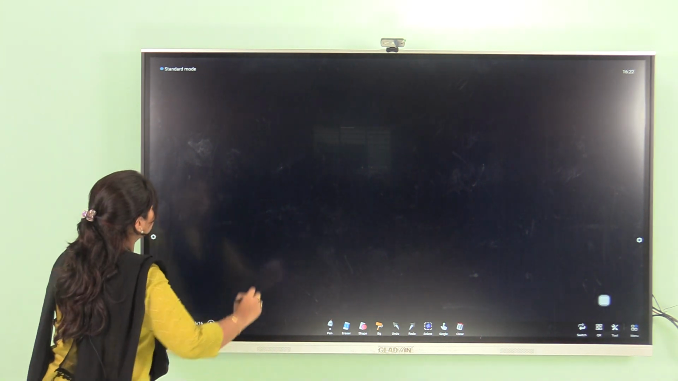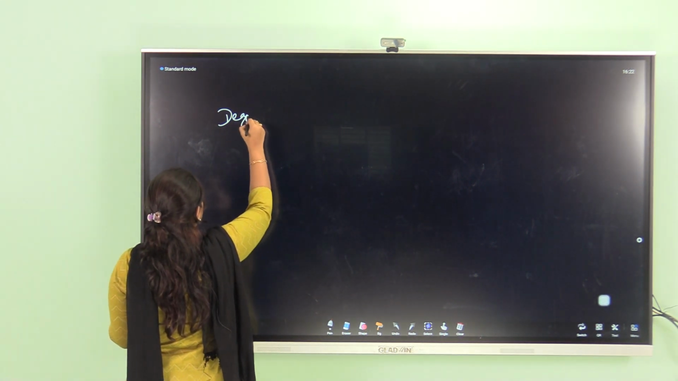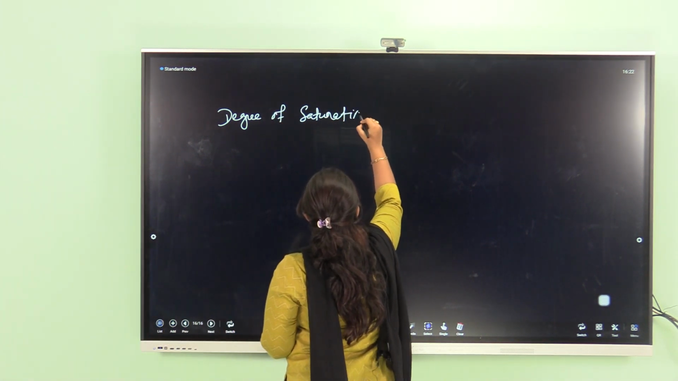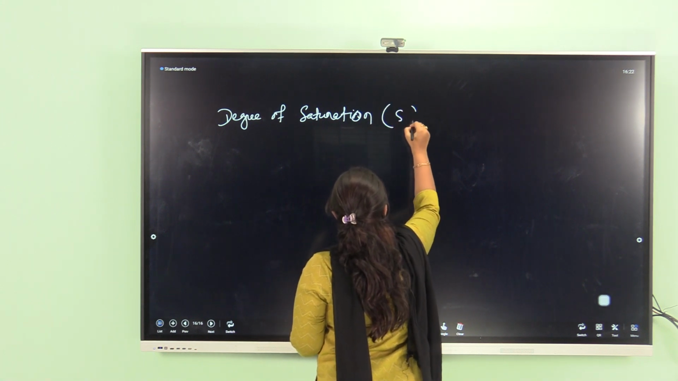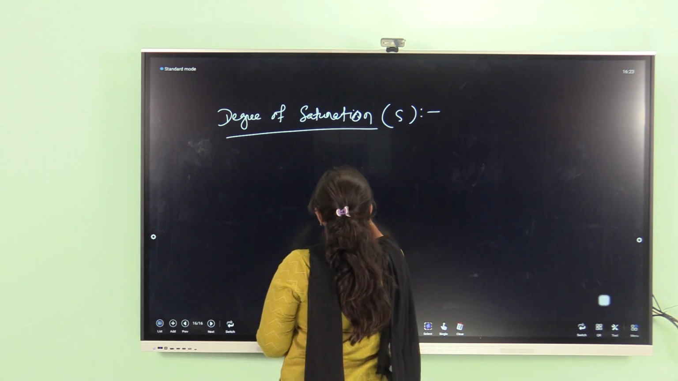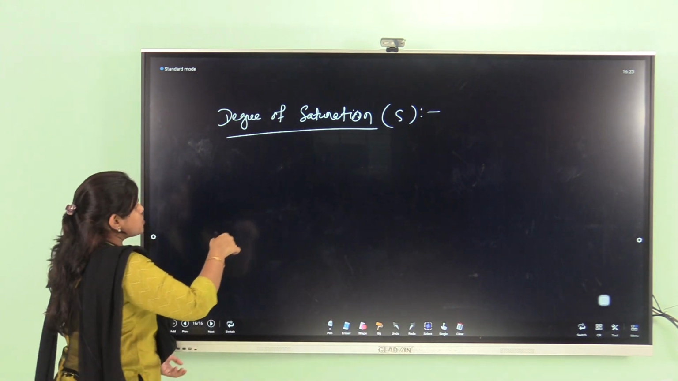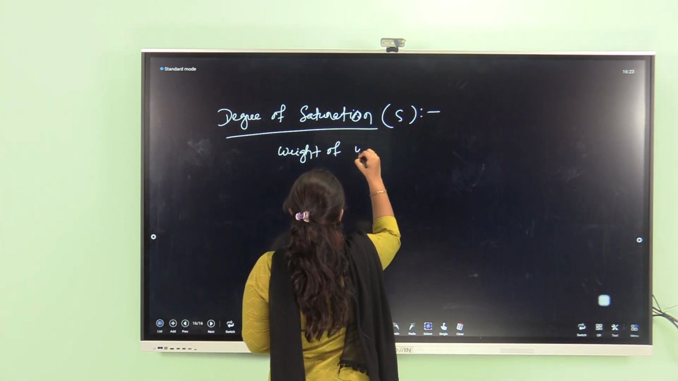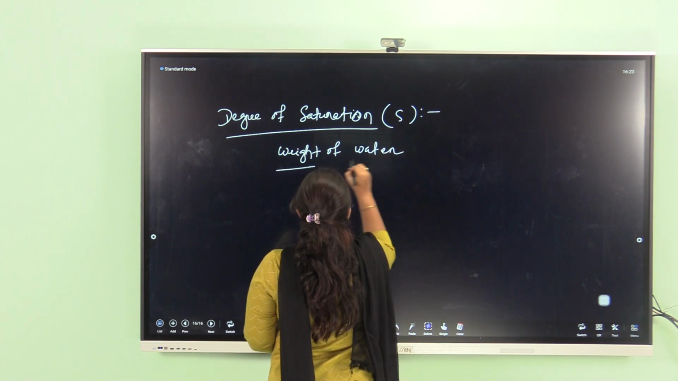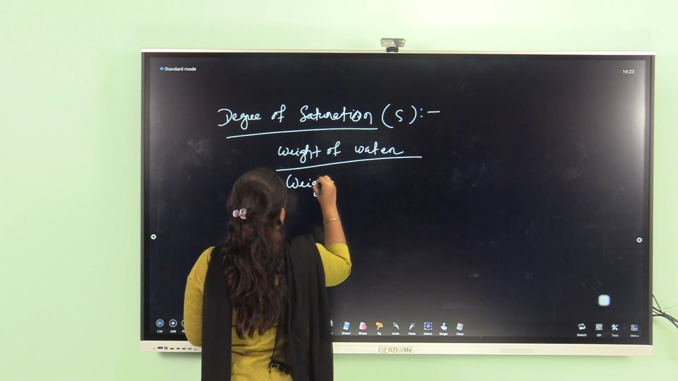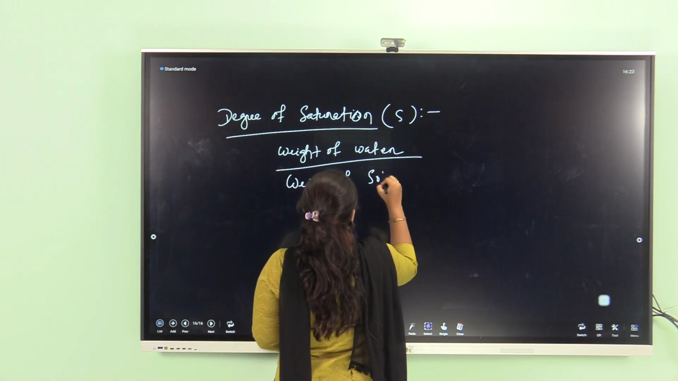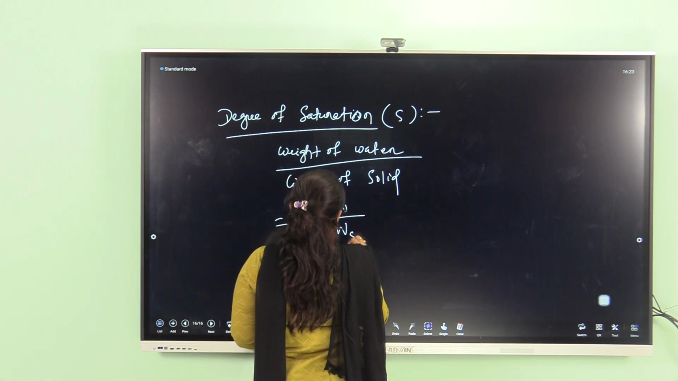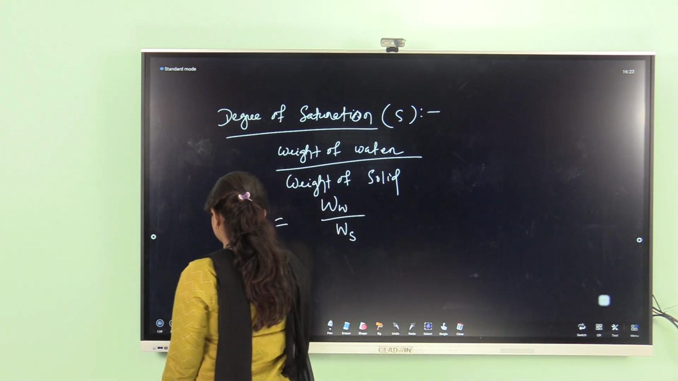Next, degree of saturation. The formula for degree of saturation is weight of water upon weight of solid. Ww by Ws. Okay.